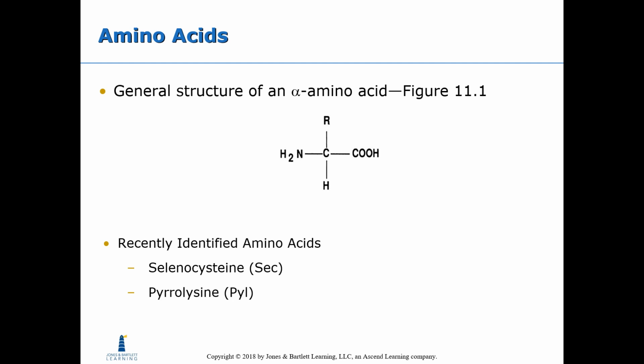The general structure of an amino acid consists of this amine group, carboxyl group, a hydrogen, and then there is an R group that's attached. The R group is unique for each amino acid that exists. Recently, 2 new amino acids were identified, and they're listed here.